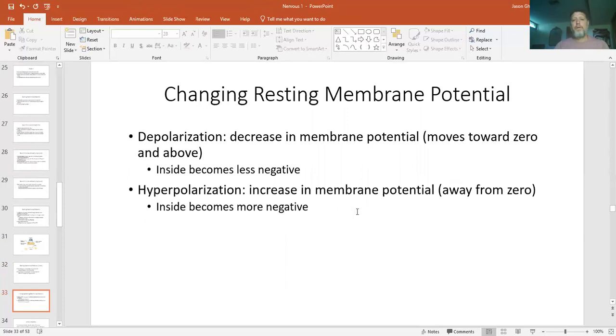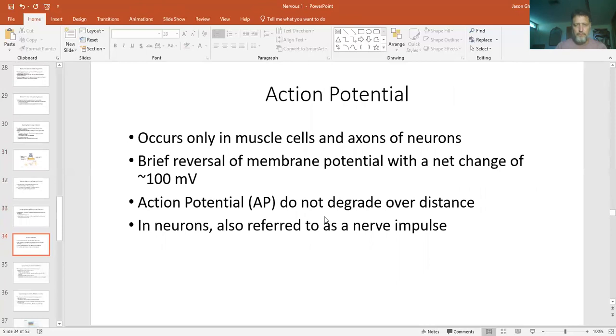All right. So what we do, we have to depolarize our cells. This is going to move the inside of the cell towards becoming less negative, so more positive. And then we have a term called hyperpolarization. This is where we move the inside of the cell farther away from zero, so it becomes more negative. And trust me, this will all make sense in a little bit.